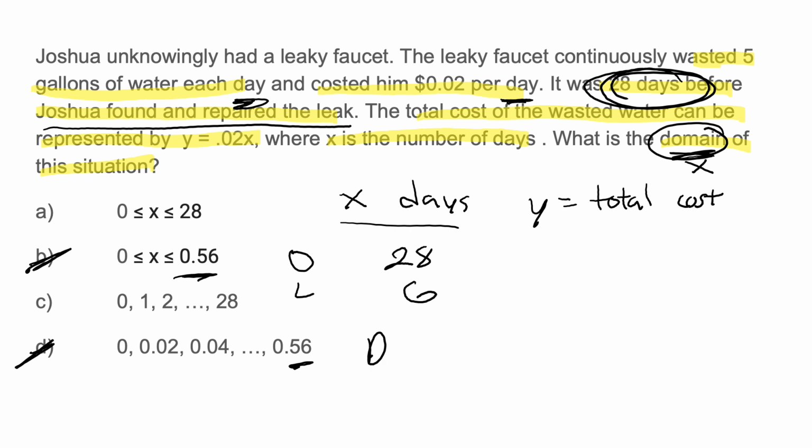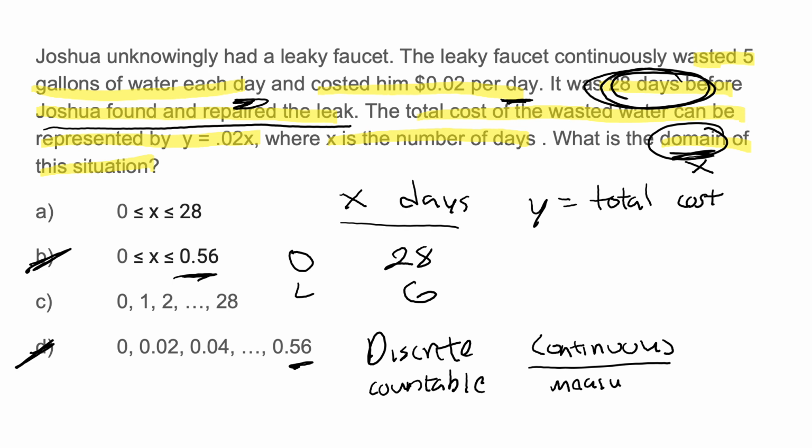If by discrete, that means countable. That means you could count the water that's dripping from the faucet or coming out of the faucet. Or is it going to be continuous? That means measurable. Now, I don't know about you guys, but when I turn on the faucet, it's one giant flow. So there's no real way to count all the water that's coming out. The only thing I can do is measure it.